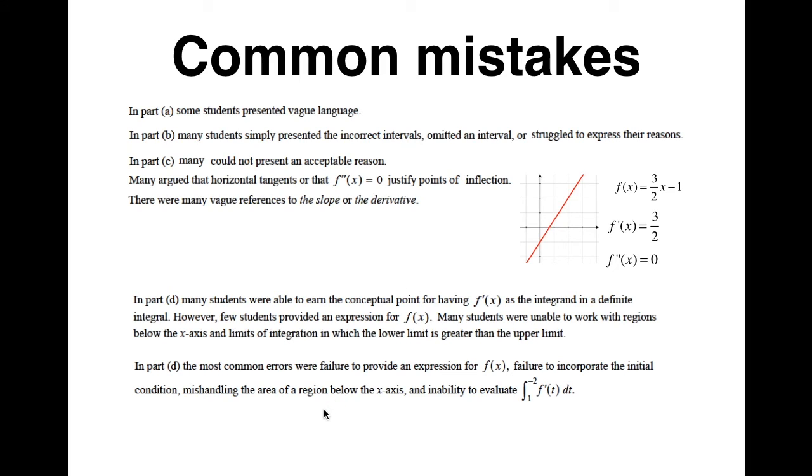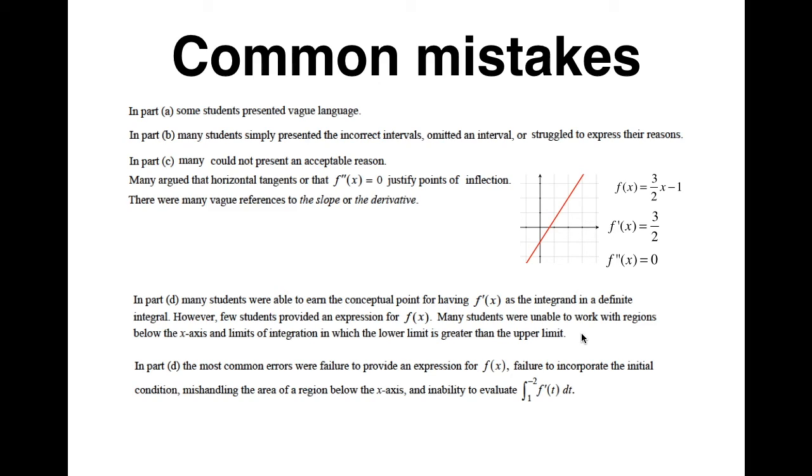In part D, many students were able to earn the conceptual point for having f prime of x as the integrand in a definite integral. We just saw that it was true for our 3 students. However, few students provided an expression for f of x. Many students were unable to work with regions below the x-axis and limits of integration in which the lower limit is greater than the upper limit.